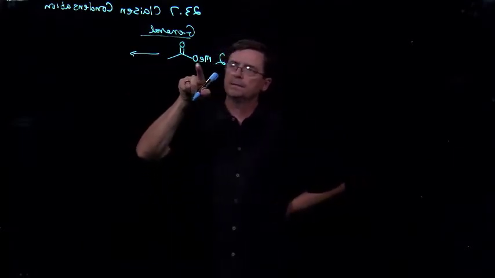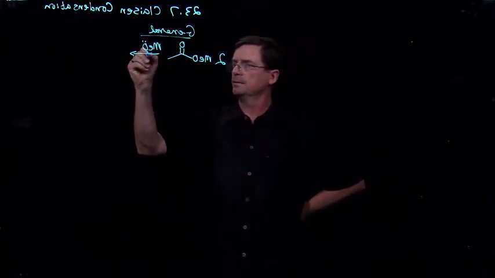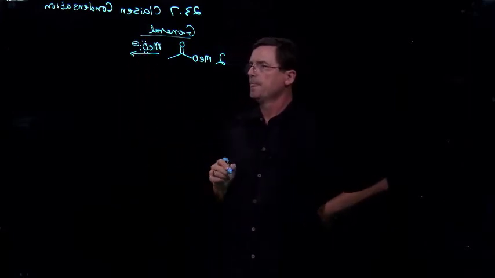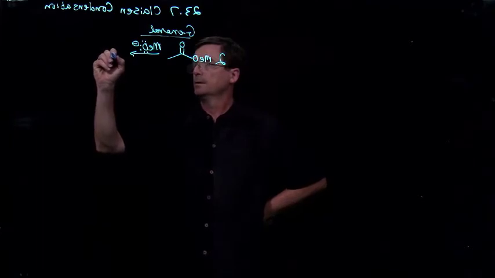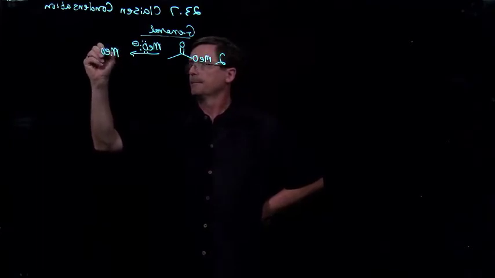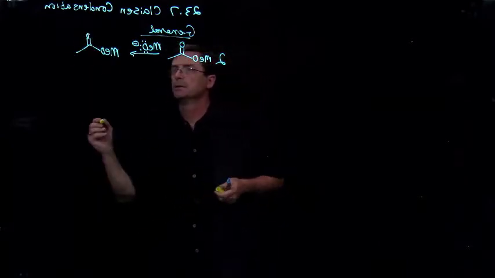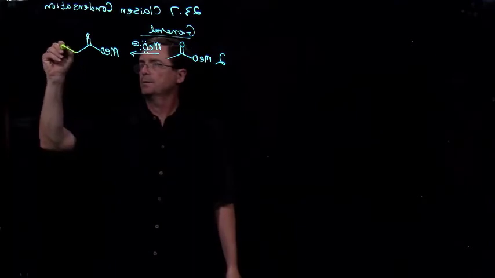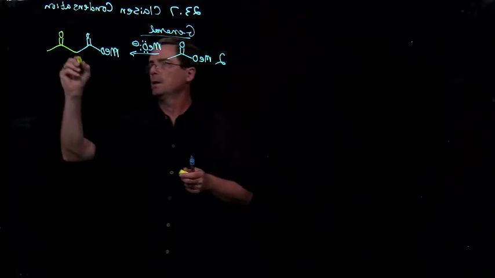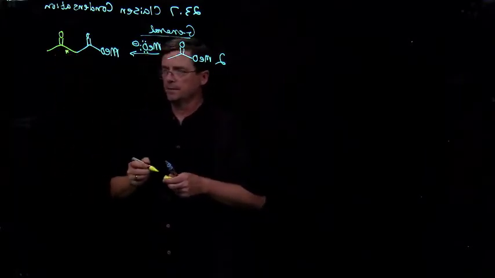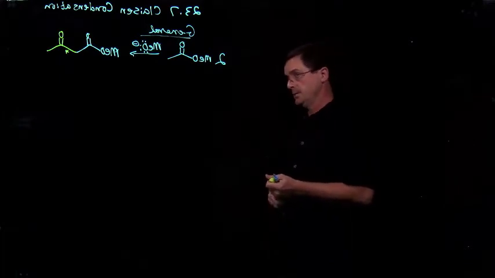We need a base that matches the ester component. So in this case, this is going to be methoxide. And what we get as a product, there's the components of one of my esters, and there's the other. So the new bond that we've made is right here. And so what we make is a beta keto ester.